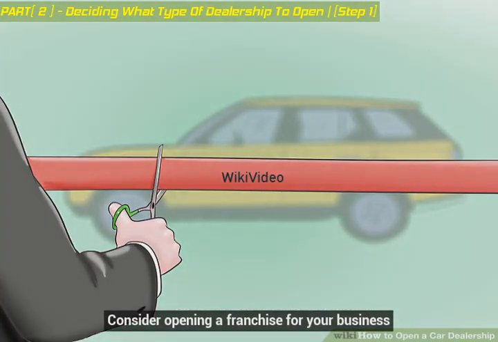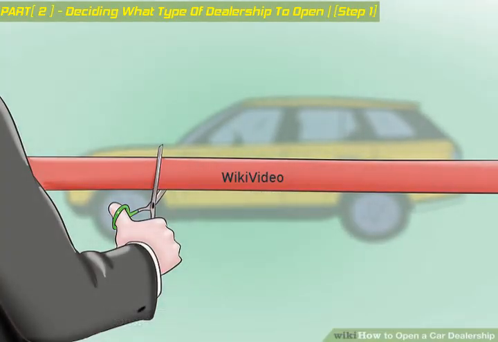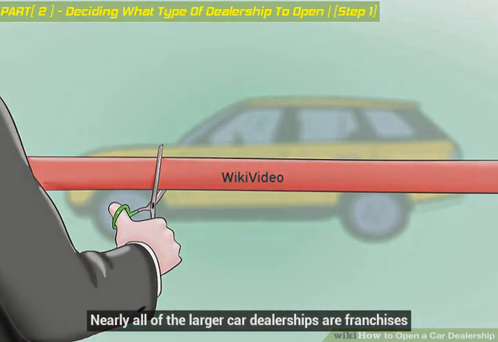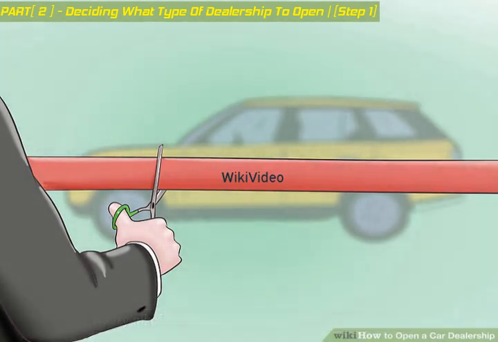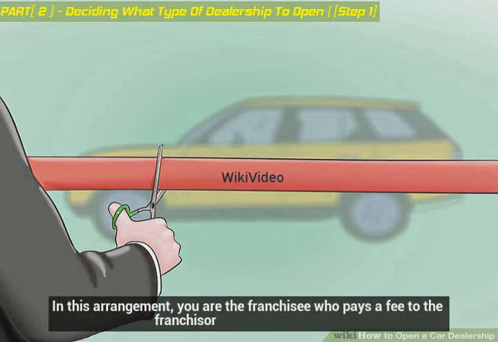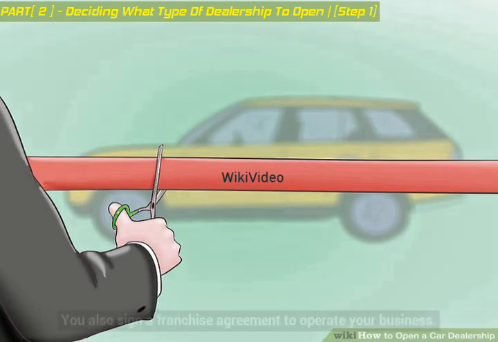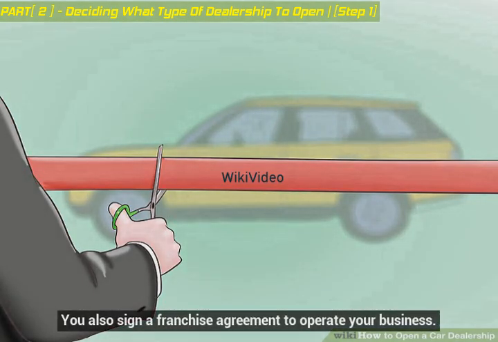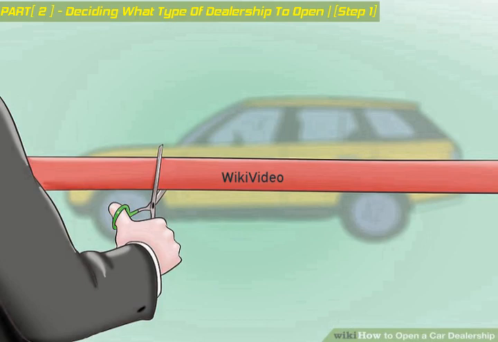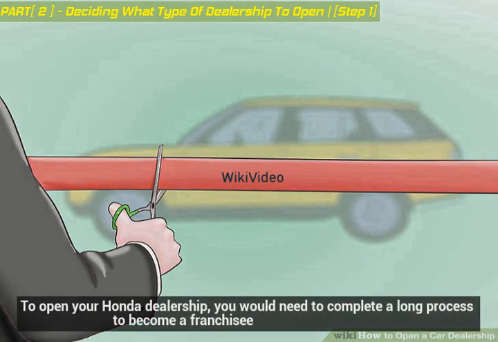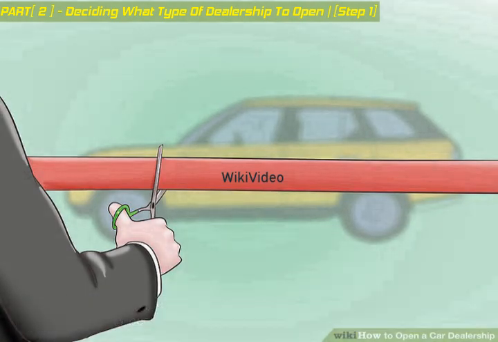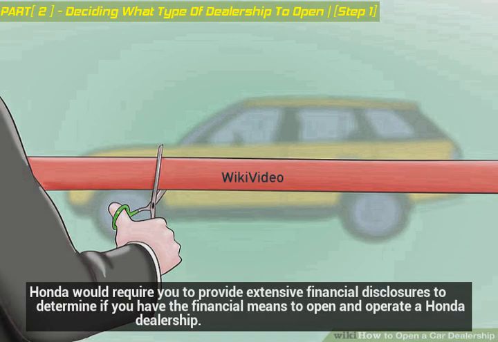Consider opening a franchise for your business. Nearly all of the larger car dealerships are franchises. In this arrangement, you are the franchisee who pays a fee to the franchisor. You also sign a franchise agreement to operate your business. To open your Honda dealership, you would need to complete a long process to become a franchisee. Honda would require you to provide extensive financial disclosures to determine if you have the financial means to open and operate a Honda dealership.